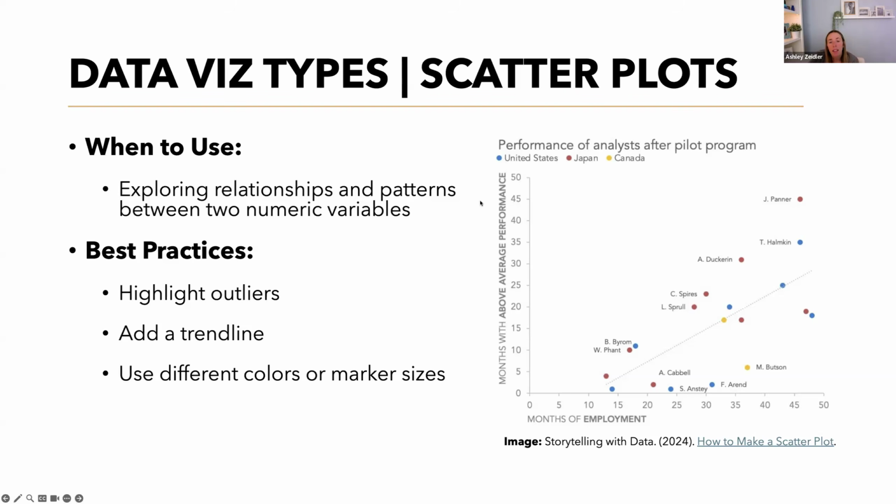So a few best practices when working with scatter plots: you definitely want to make sure you're highlighting outliers if present within the graph to showcase data distribution. Add a trend line to highlight the relationship between variables. And then consider using different colors or marker sizes for overlapping points. That's definitely important when you are using a larger data set than the one that's shown in the example here.